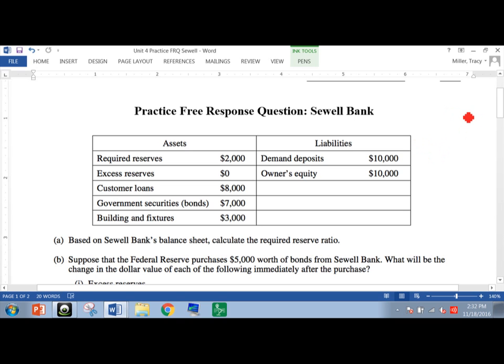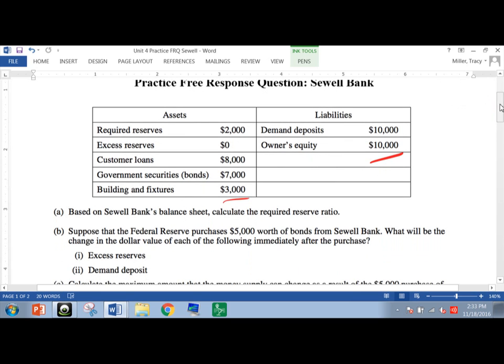First and foremost, we have our assets and liabilities. Both sides add up to $20,000. And when you get a sheet like this, you should look at the two sides and add them up and just make sure that they're even. And they probably always will be. But again, we're just making sure we get the lay of the land. So the first question is, based on Sewell's Bank balance sheet, calculate the reserve ratio.